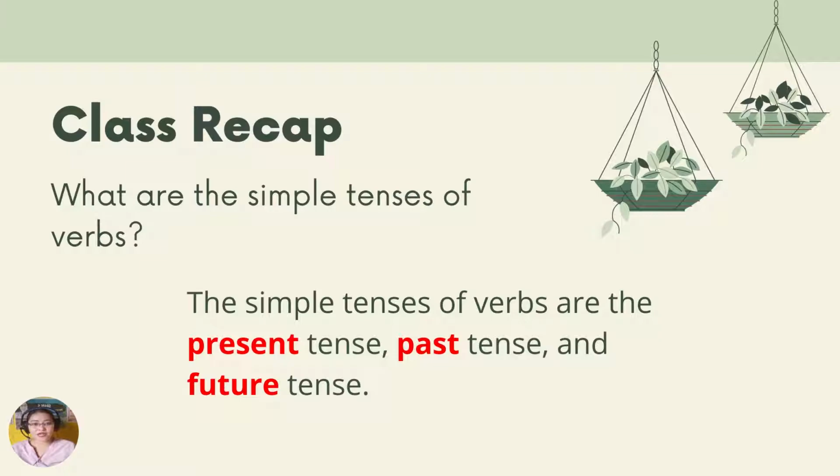Next, let's have our recap for today. What are the simple tenses of verbs? So the simple tenses of verbs are the present tense, past tense, and the future tense. Again, what are the simple tenses of verbs?